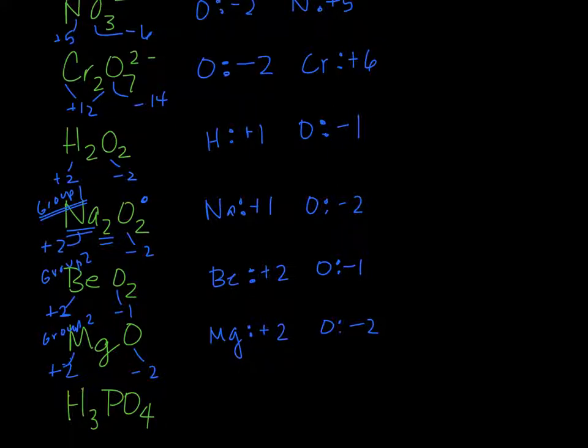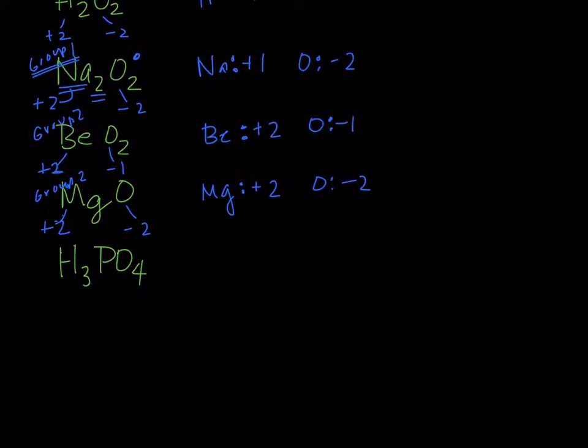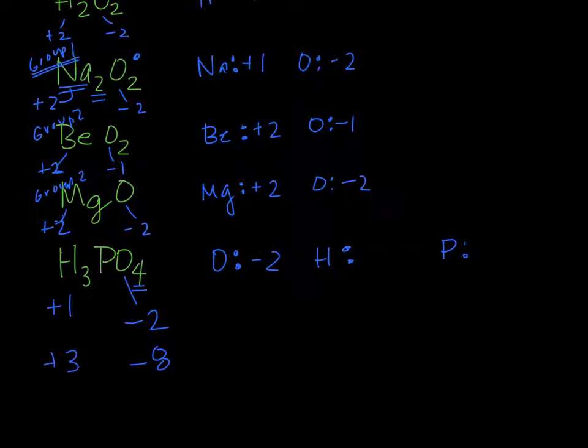All right, H3PO4. So oxygen is -2, right? And so -2 times 4 here is going to be -8. And then we have +1 times 3, which is +3. So we need to get a charge of 0 here. So that means that phosphorus has to be +5.